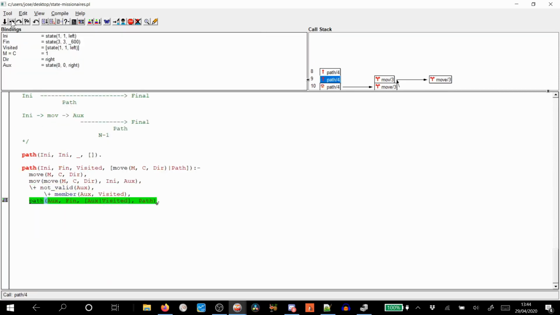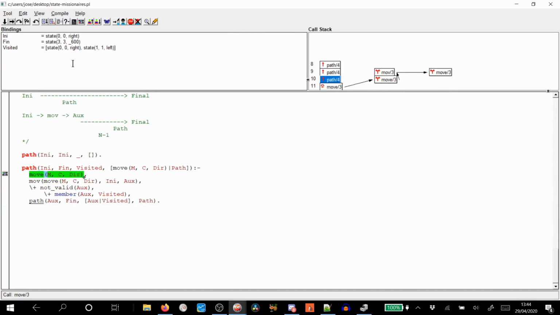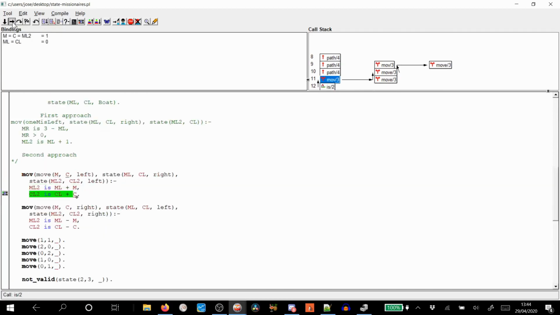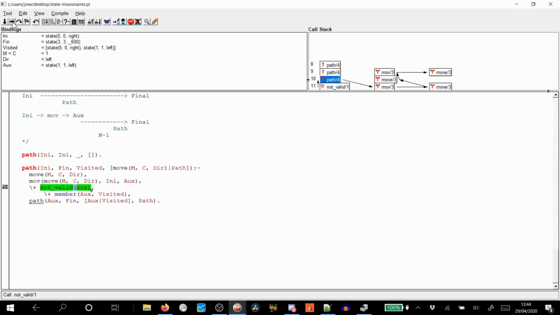First movement 0 0 1 1. It's the same as before. Let's see what happened now. Try to make this movement. It's a valid state. Aux is, and we have already visited the state. Okay, but now that is false because these states are included. So we have to check another option.